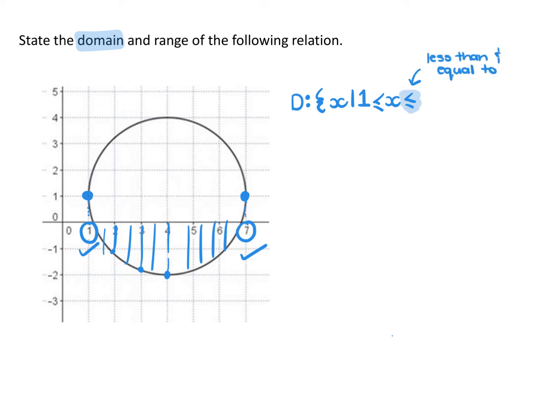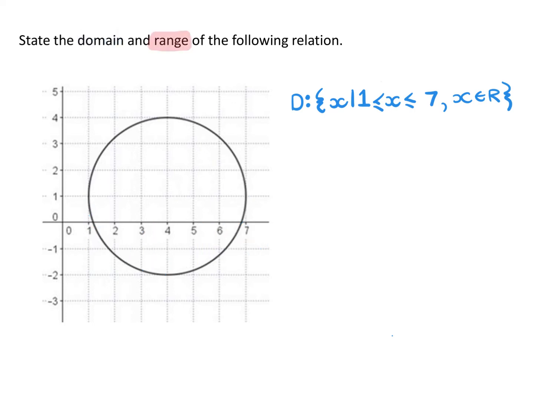Now on the right-hand side, it's less than or equal to. So if you look at our number right here, 7, that's the highest number. Everything else is less than +7. So we are going to write +7, meaning the higher number on the right-hand side. And then anything in between 1 and 7 are elements of real numbers. So don't forget to put that right there. Okay, now let's move on to find our range.